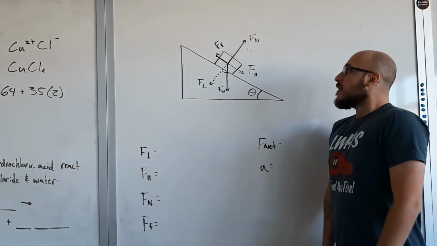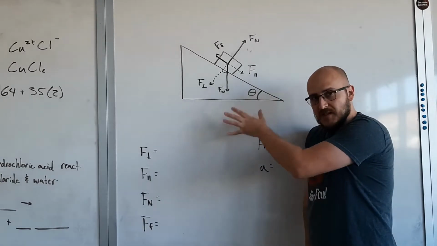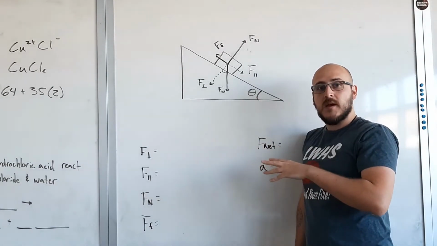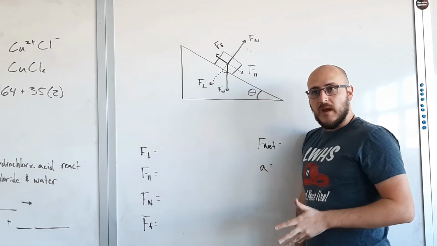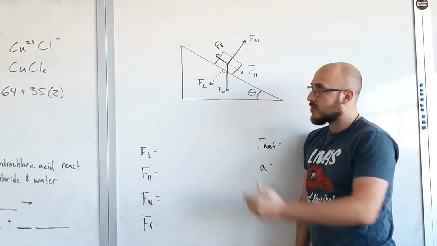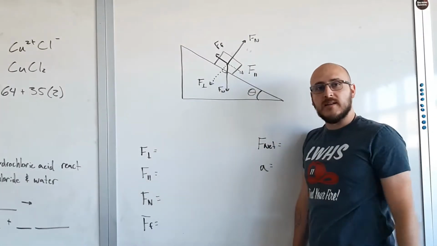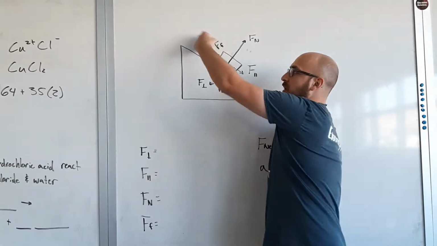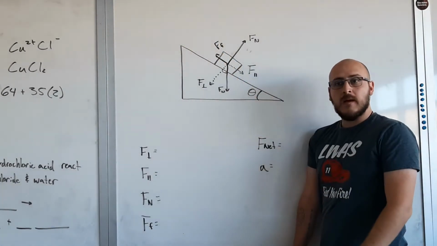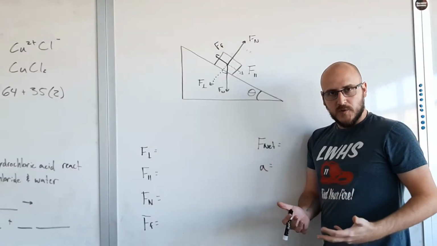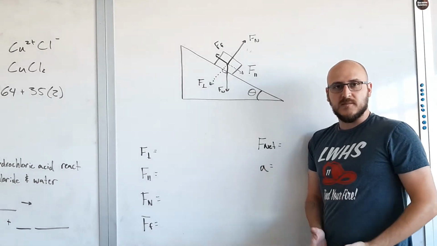Now, this is again a simplified case. In some of the problems, there may be additional applied forces. Someone may be pushing harder down on this thing. Someone may be pulling it up with like a winch or something. Think about the direction of all your forces and what your net force has to be.